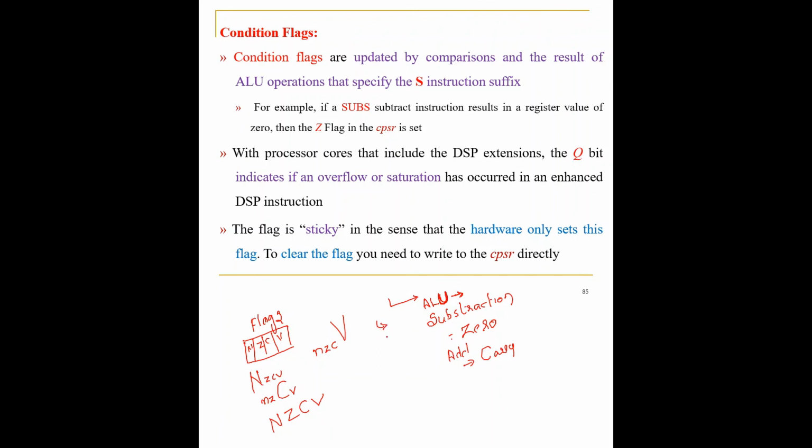If you have got 5 instructions here, the first instruction will be executed and the flag registers will be checked. Only if the condition has been satisfied, then the second instruction will get executed. Again, after the second instruction, flag registers will be checked. Only if the condition is satisfied, the third instruction is going to be executed. This is what it is all about. So conditional flags are updated by comparison and the results of the ALU operation with S. So this is all about your flag registers.